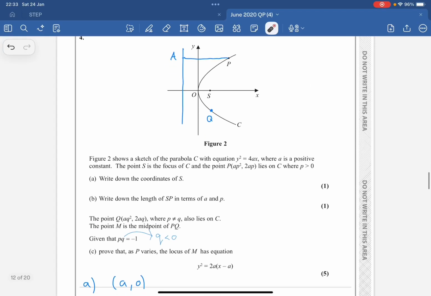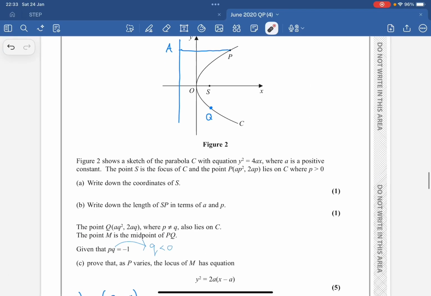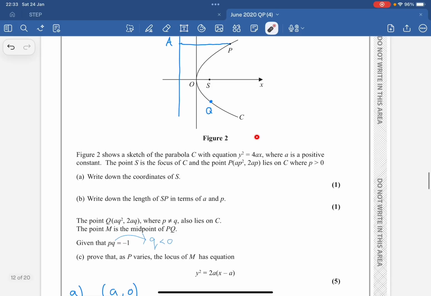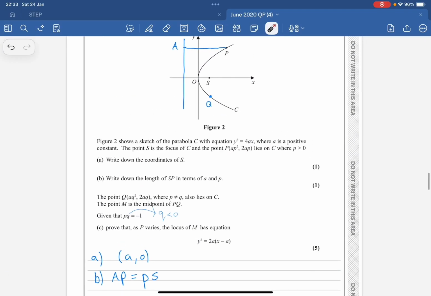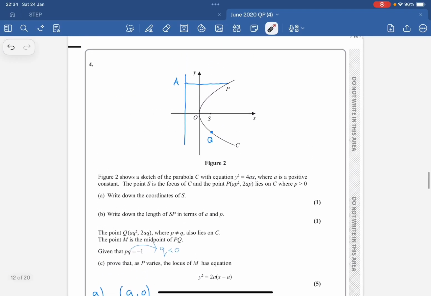It tells us first to work out the coordinates of S, and of course this is just a parabola in standard form. y squared is 4ax. So of course that just tells us the focus, which is S, is (a, 0). The next part tells us to write the length of SP in terms of a and p.